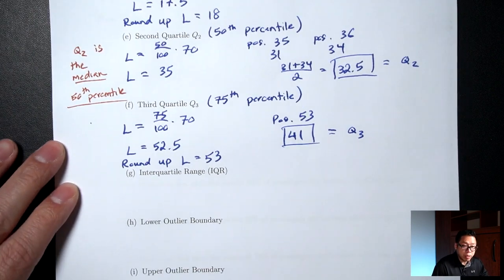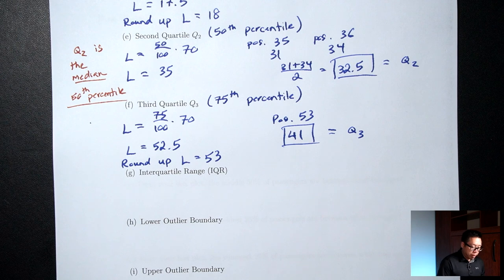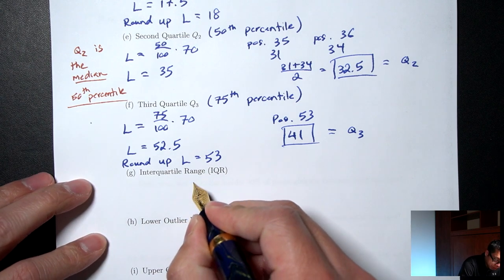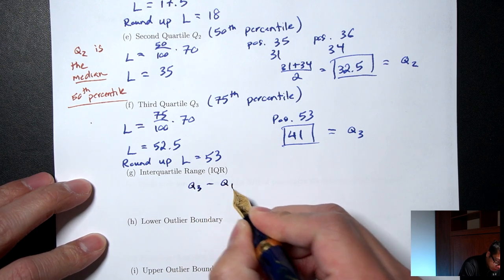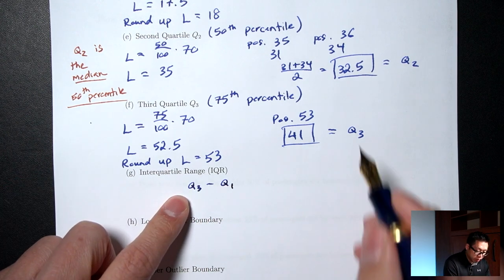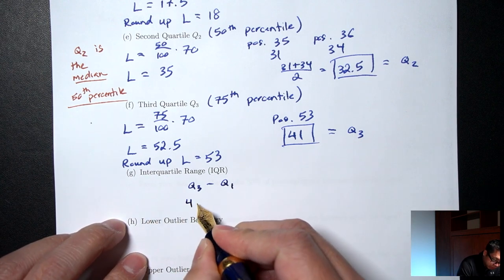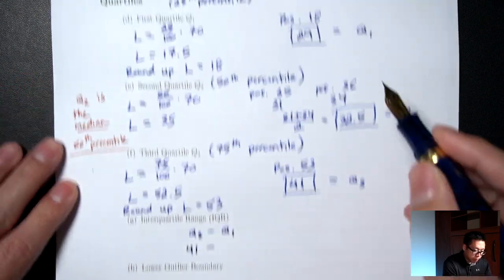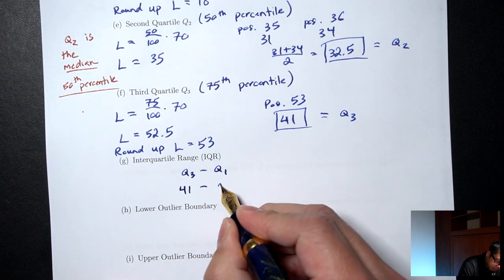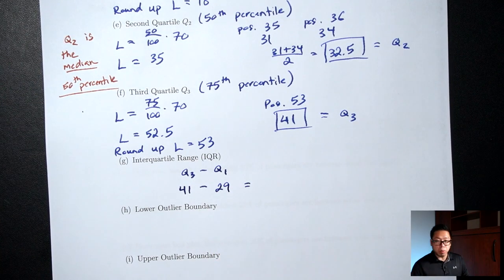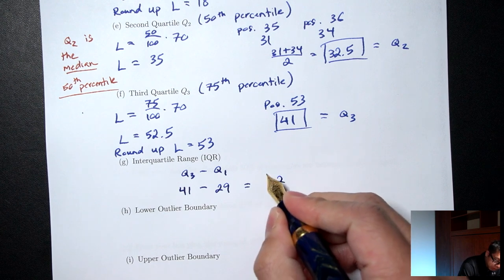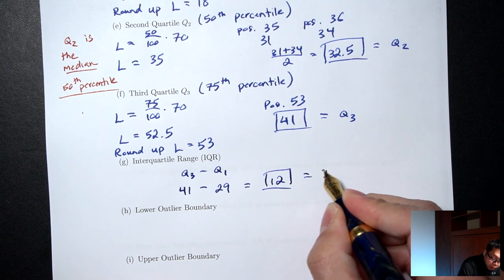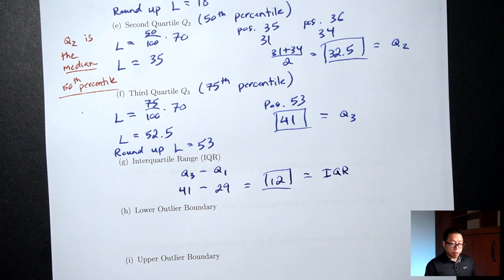All right, back to quartiles. The next thing I want to compute is the interquartile range, or IQR. The interquartile range is just Q3 minus Q1. And in our case here, Q3 was 41. Q1 was 29. 41 minus 29 is 12. So 12 is the IQR, or interquartile range.